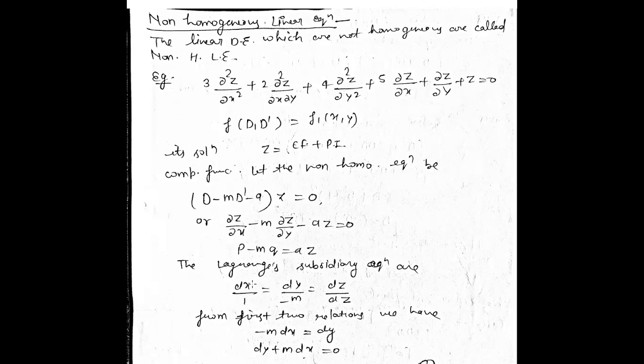So our auxiliary equation is dx/P = dy/Q = dz/R. You can see here that this is a first order linear partial differential equation, and to solve a first order partial differential equation, there is only the Lagrange method. So dx/P, that means dx/1, dy/Q, that means -m, dz/R, that means az. Just taking the first two terms, you will get y + mx = c1. This is your first solution.